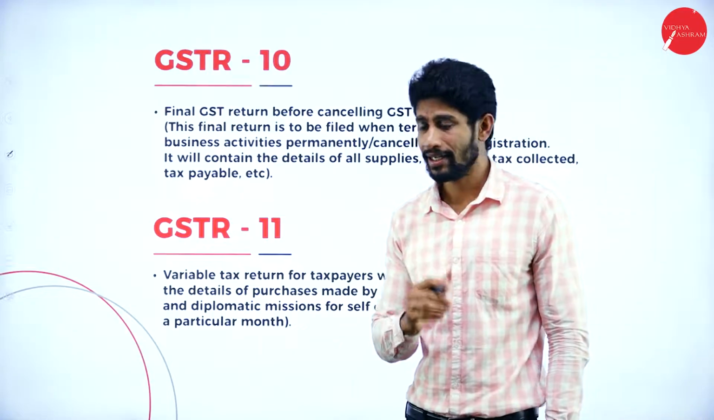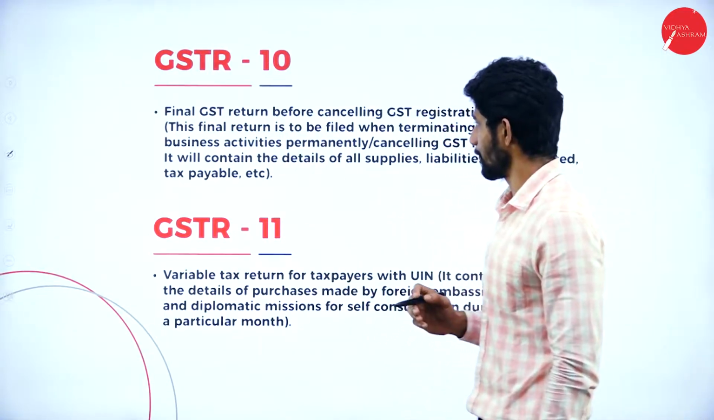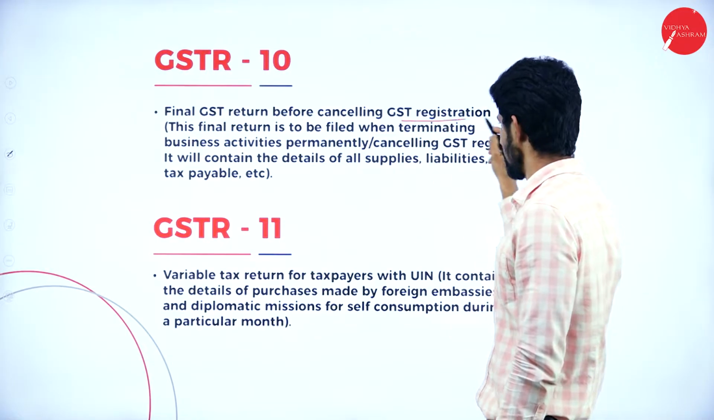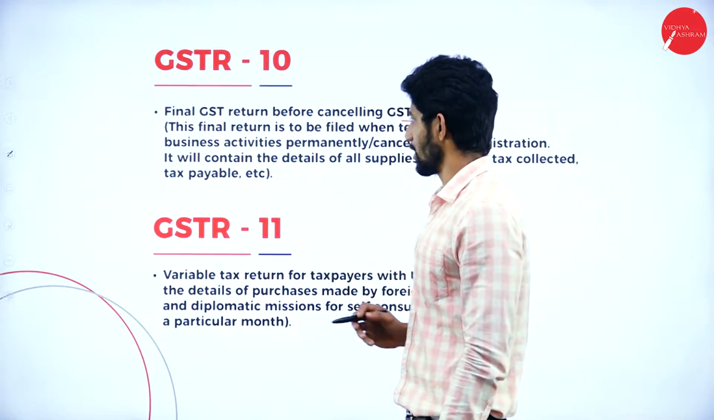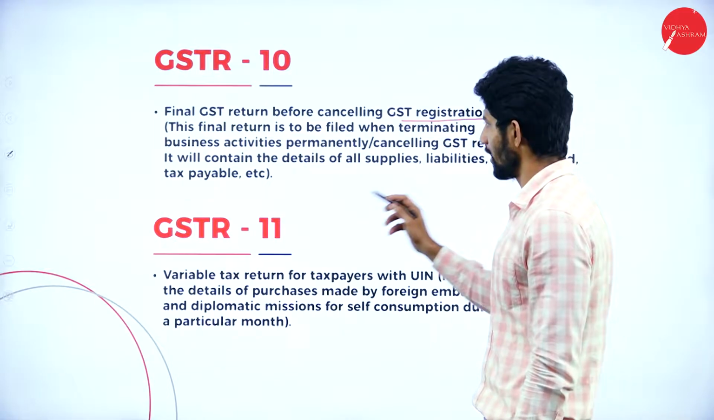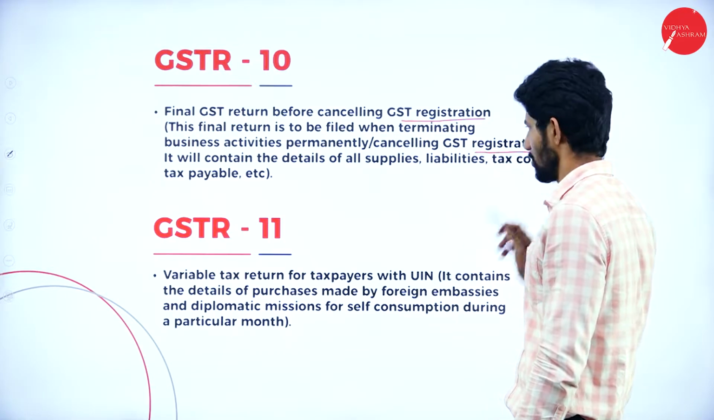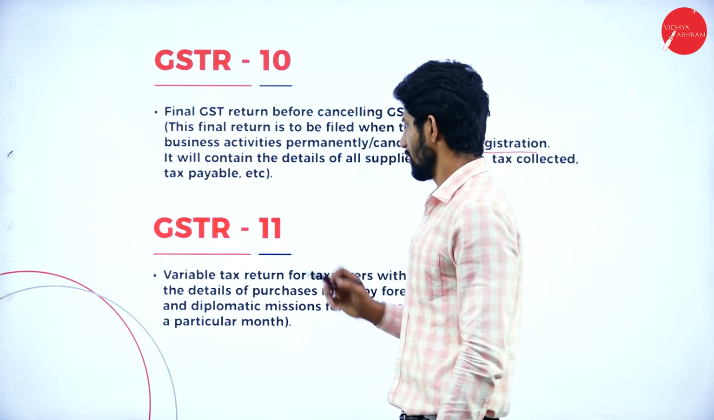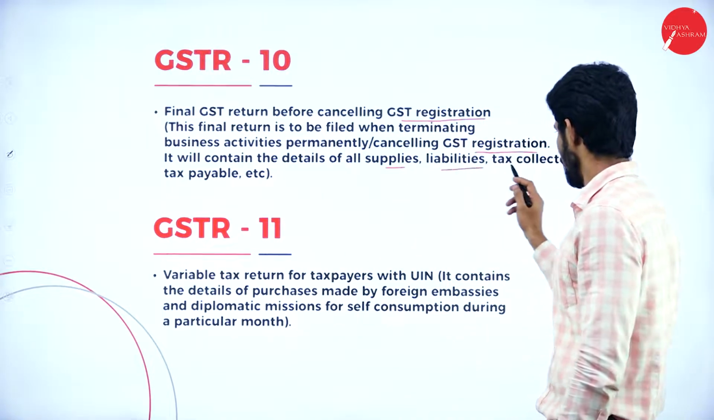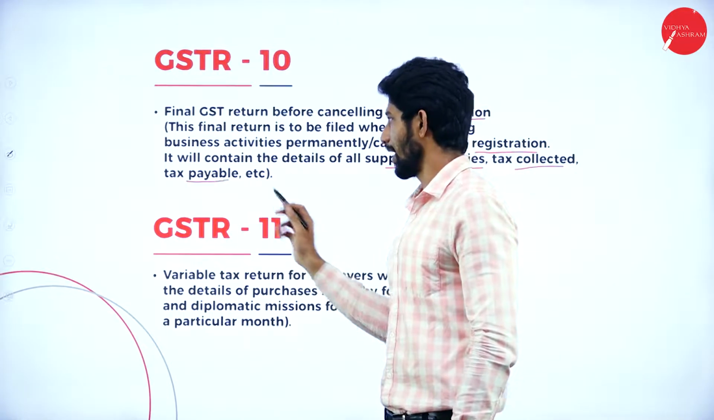Next, GSTR 10. Final GST return before cancelling GST registration. This final return is to be filed when terminating business activities permanently or cancelling GST registration. It will contain the details of all supplies, liabilities, tax collected and tax payable.